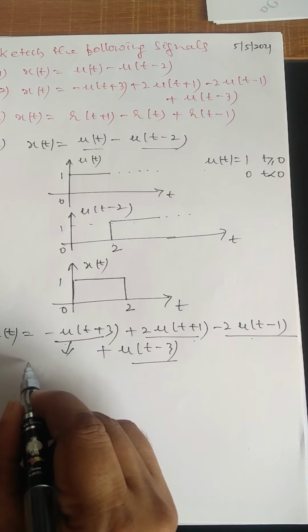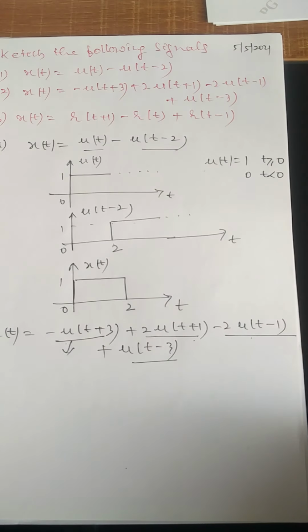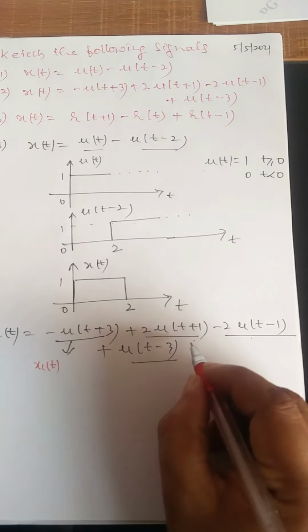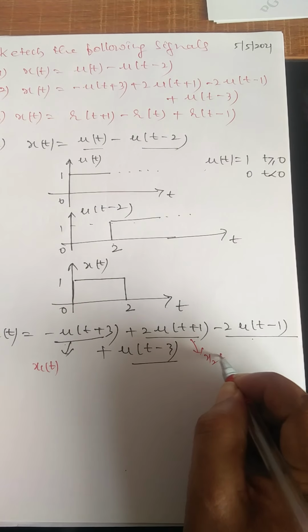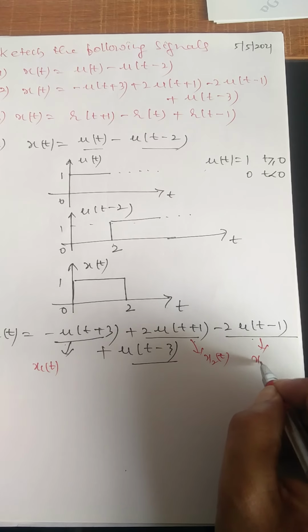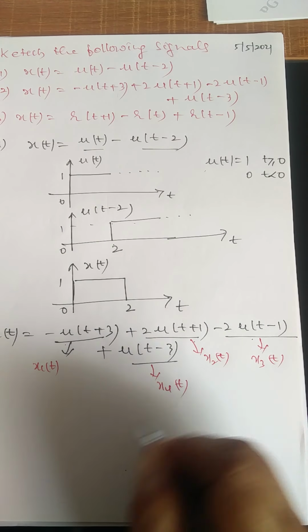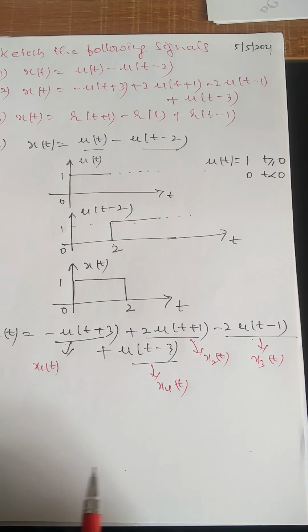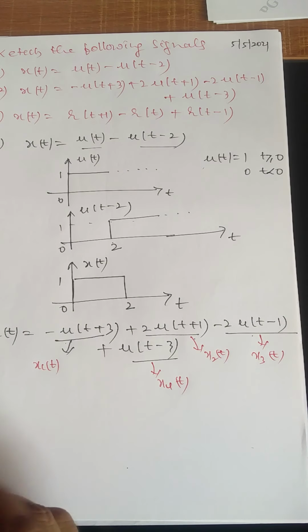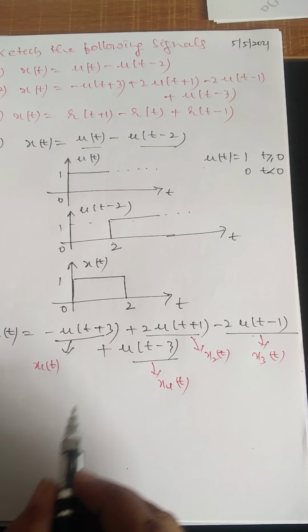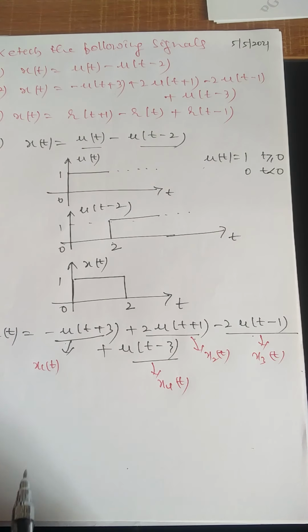This is the x1 of t. I'll take this as x2 of t. This is the x3 of t. And this is the x4 of t. Draw each individual signal, then add up. That is, x1 of t is given by minus of u of t plus 3. First, let us take the u of t plus 3.